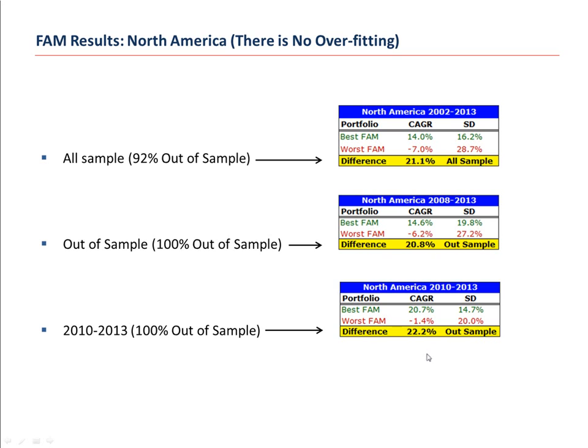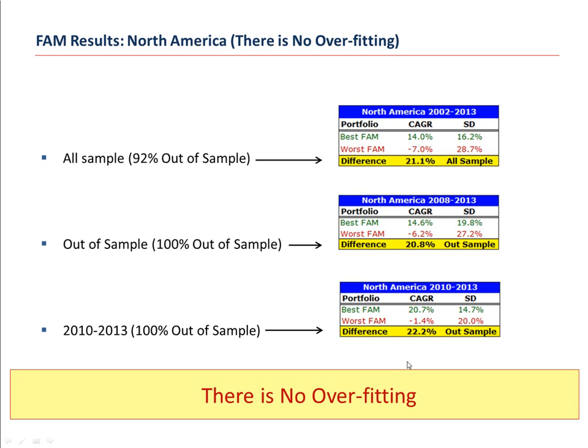So the conclusion, as I mentioned earlier, is actually pretty simple. There simply is no overfitting with FAM. It works across all periods, whether it's the all sample, the out of sample, or even just the most recent part of the out of sample.